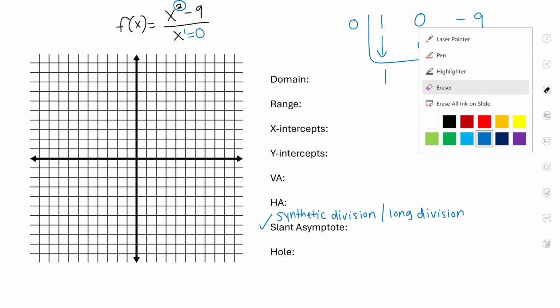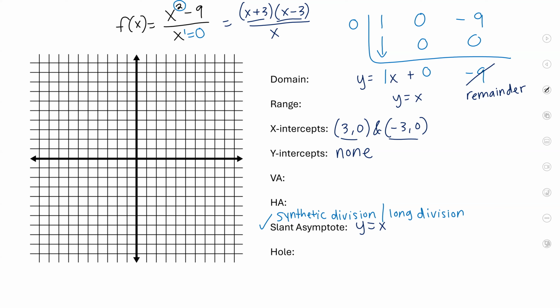Now, you can watch the last lesson to know that the x-intercepts are 3, 0 and -3, 0. Your y-intercept is none, because if you plug in zeros everywhere, first you need to factor this. So if I factor the numerator, it will look like this. You set the numerator equal to 0. That's how you get the x-intercepts. Then you plug in zeros everywhere to get the y-intercepts. Well, you cannot have 0 in the denominator. That's why I said there is no y-intercept.